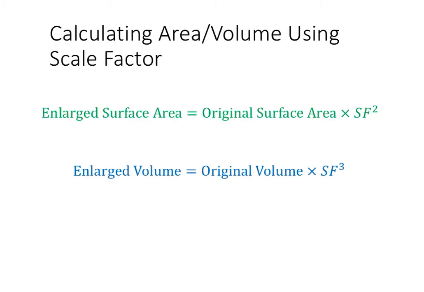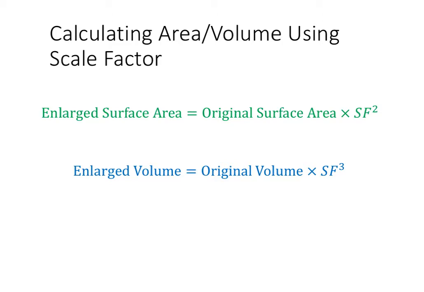In this video, we're going to have a look at calculating area and volume of similar shapes using their scale factors. So to calculate the area of an enlarged surface, you take the original surface area and times it by the scale factor squared. For the volume of an enlarged shape, you take the original volume of the smaller similar shape and times it by the scale factor cubed.